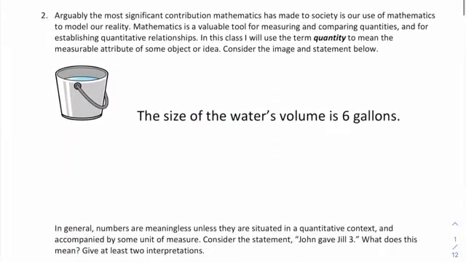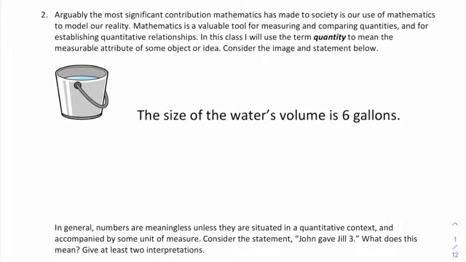The next item here is item 2, where we talk about something called quantitative reasoning, or just quantities and quantitative relationships. Arguably the most significant contribution mathematics has made to society is our use of mathematics to model our reality. Mathematics is a valuable tool for measuring and comparing quantities, and for establishing quantitative relationships. In this class, I will use the term quantity in a very specific way. It'll be to mean the measurable attribute of some object or idea.